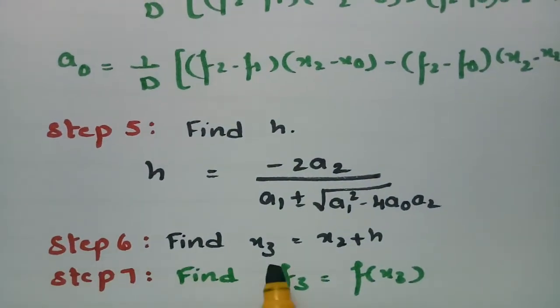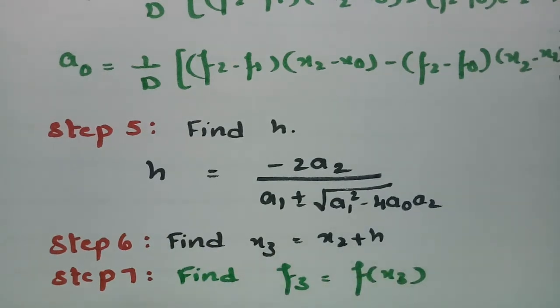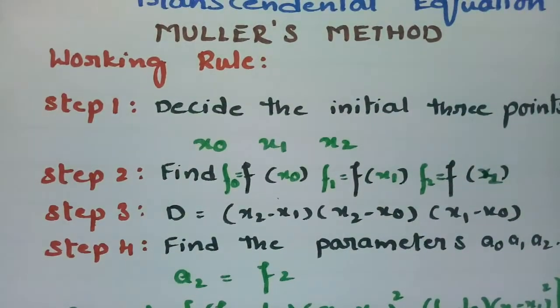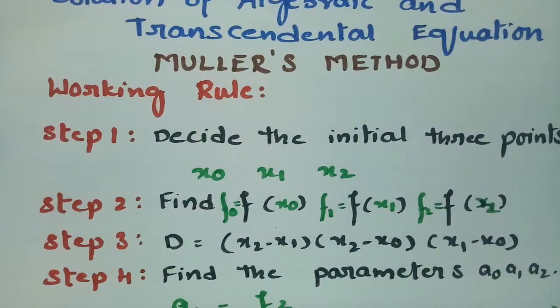The next step is we need the value of x3. We already have the x2 value. So x2 plus h is nothing but x3. And we have to find f3. f3 is equal to, we have to keep it in the function, that is f of x3. So these are the working rules and these are the formulae. Just using this, I am going to solve a problem.